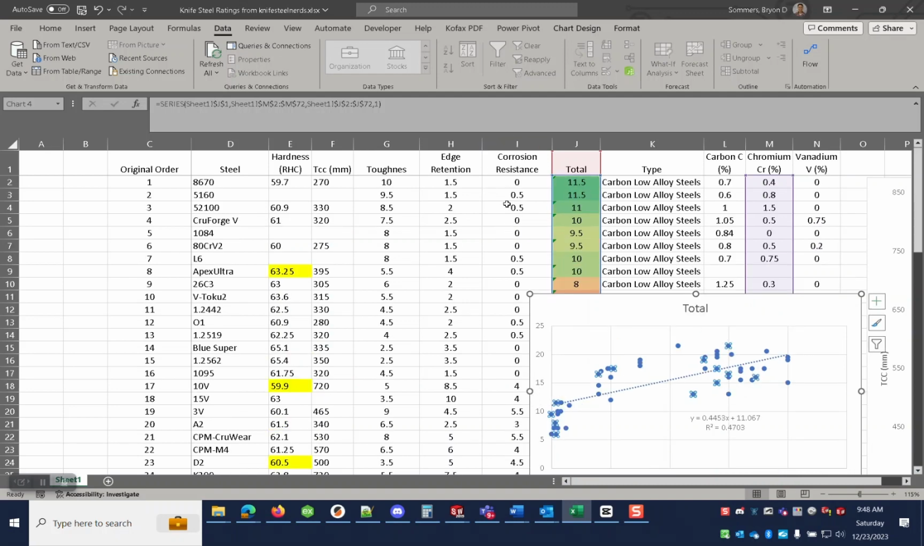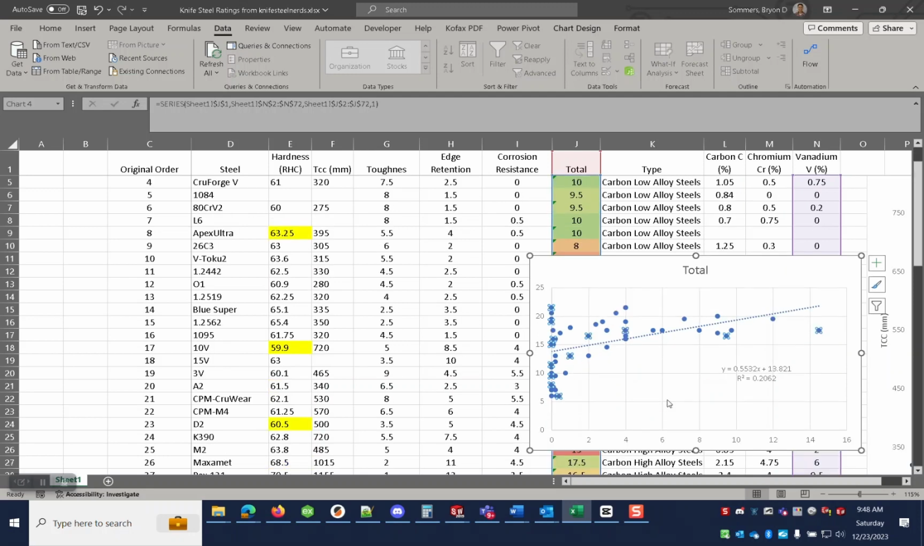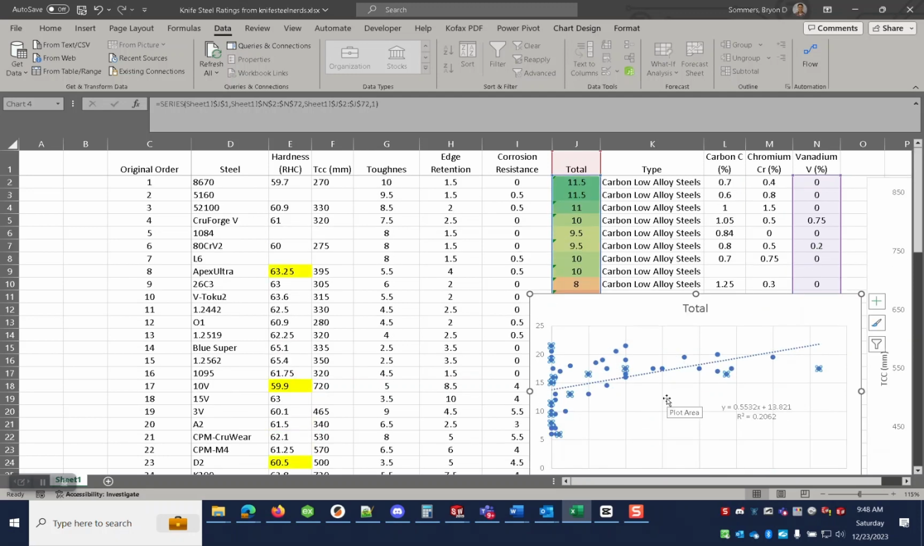That makes sense. I mean, if the corrosion resistance had a really strong relationship, I guess it makes sense that the chromium percent somewhat shows similar results. And how about vanadium? Vanadium, very interesting. No, I'm going to say there is no relationship here. The R squared is somewhat meaningful. It's 0.2. And there is a trend here.